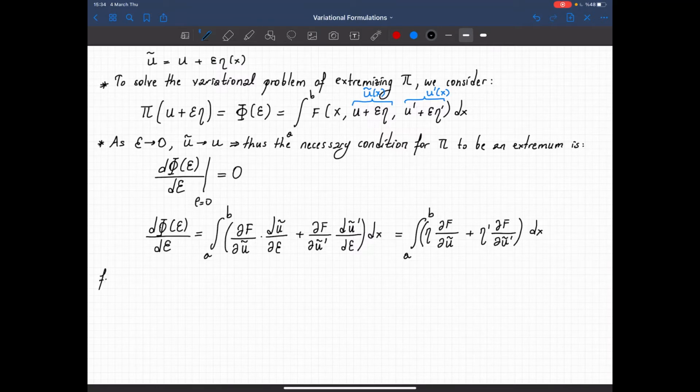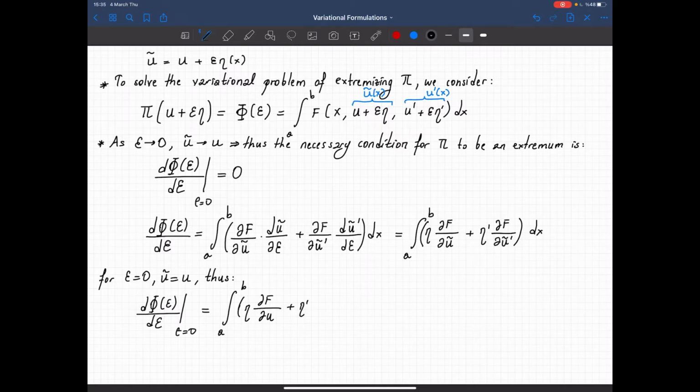So for epsilon equal to 0, we know that u hat will be equal to u, then as epsilon is equal to 0, we have the following relationship: from a to b, nu del f over del u plus nu prime del f over del u prime, dx. All right?